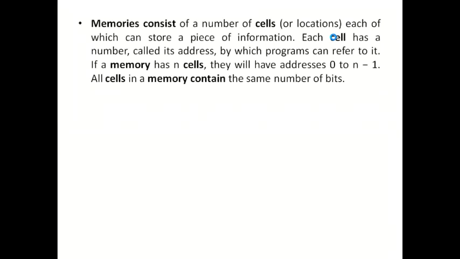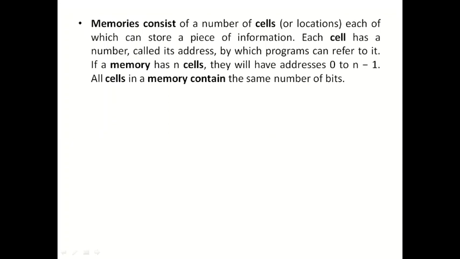Memory consists of a number of cells or locations, each of which can store a piece of information. That piece of information can be any instruction or any data. Each cell has a number called its address by which programs can refer to it. When we have a number of cells, we should have some mechanism to access the information from that cell, so every cell has a unique address. If a memory has n cells, they will have addresses 0 to n minus 1.